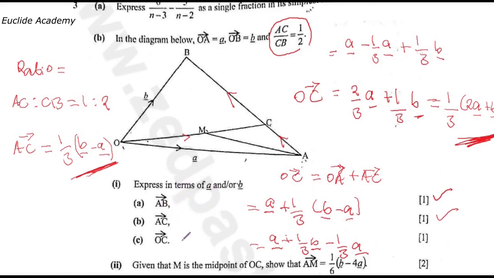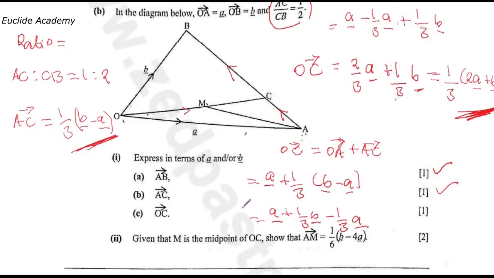So given that the second part says, given that M is the midpoint of OC, show that the vector AM is equal to 1/6 b underline minus 4a underline. Can we show this right now, or do we leave it for the next video? Let's see if we have enough time. It says, given that M is the midpoint of OC, show that the vector AM is equal to this.